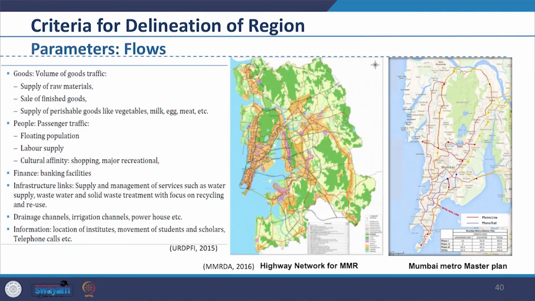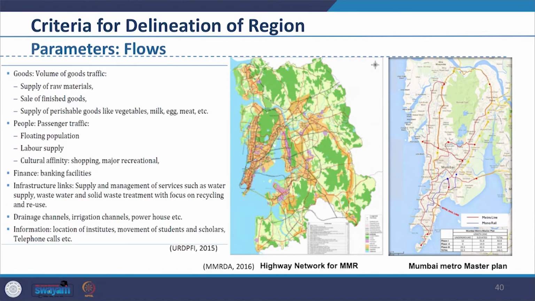The other parameter which we also see is flows. We see how goods, volume of goods traffic are there, supply of raw material, sale of finished goods, supply of perishable goods like vegetables, milk, egg, meat, etc. People, passenger traffic, what kind of floating population is there, what kind of labor supply is there, what kind of cultural affinity, shopping, major recreational facilities are there. May look into finance, banking and other facilities.